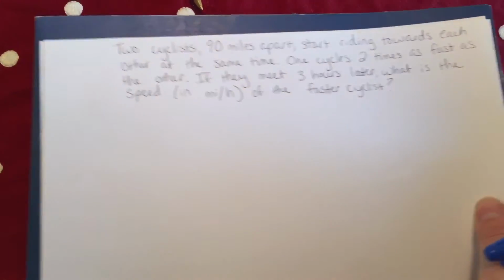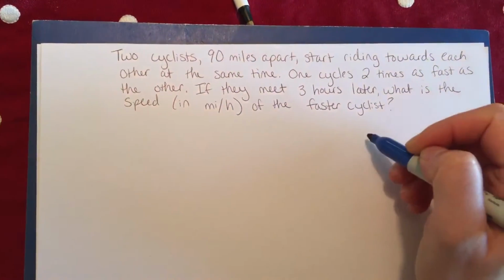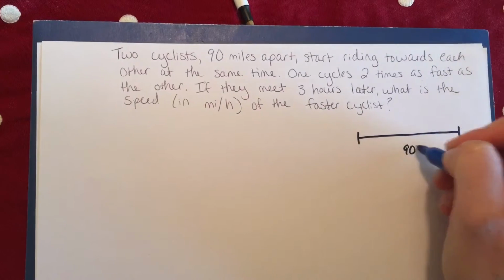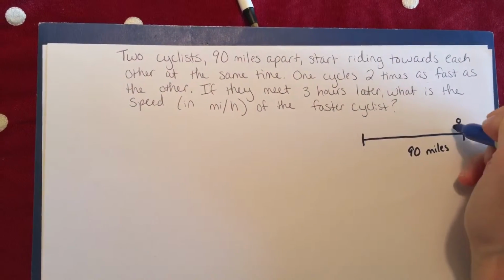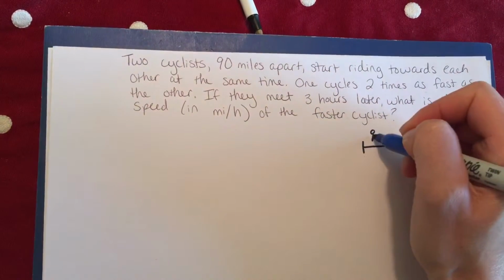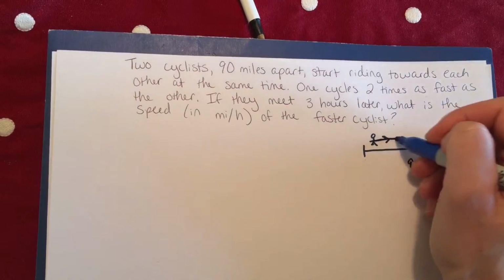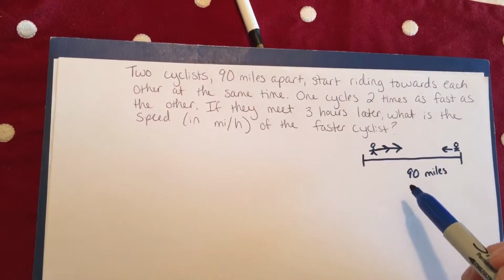Okay, so I'm using my strategy of drawing a picture just to kind of understand what's happening. So here's this distance of 90 miles, and I have one person here who is cycling this way, and one person here who is cycling towards the other person, and actually this person is going twice as fast. Okay, so that kind of gives me an idea of what's going on.